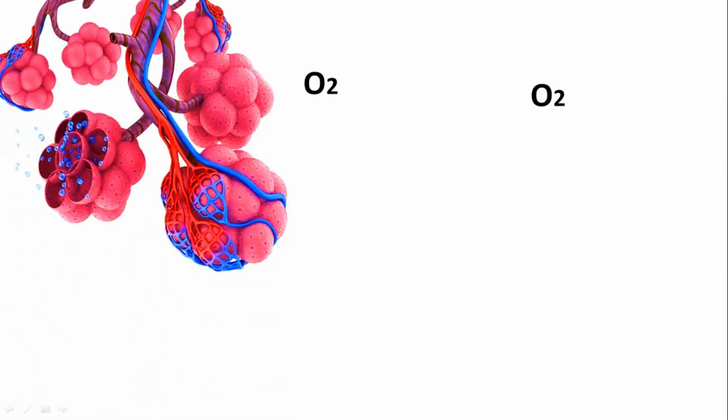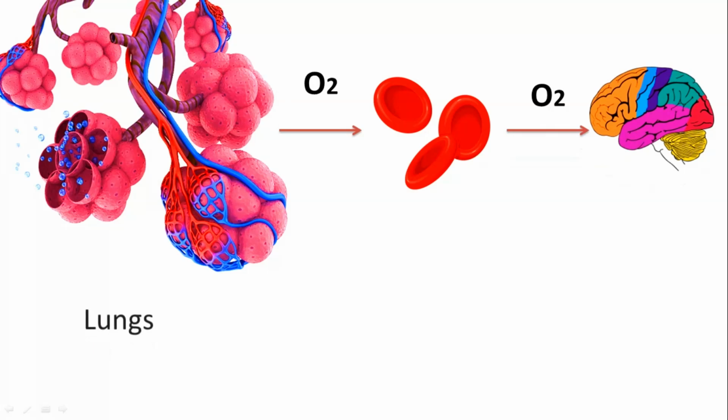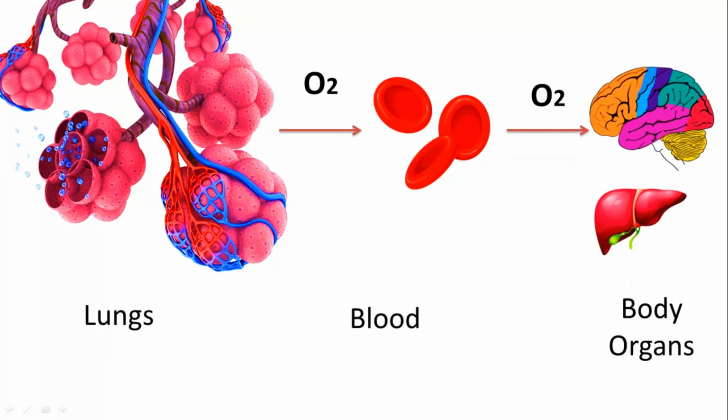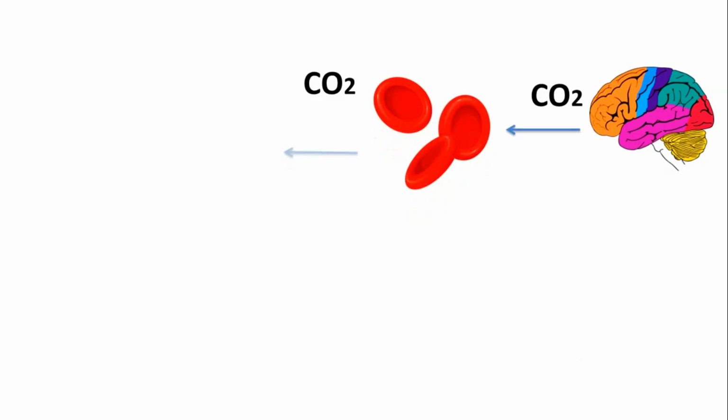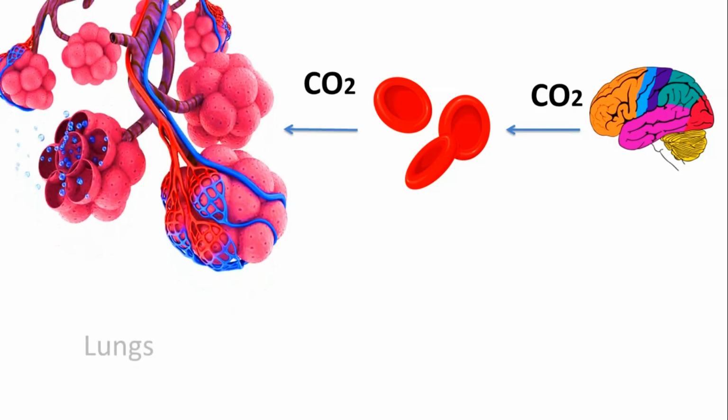The oxygen which is inhaled from the outside air by our lungs is transported by means of our red blood cells to all of our body organs. Whereas the carbon dioxide which is produced in the cells of our body organs is transported again through our blood cells to the outside air by means of our lungs.